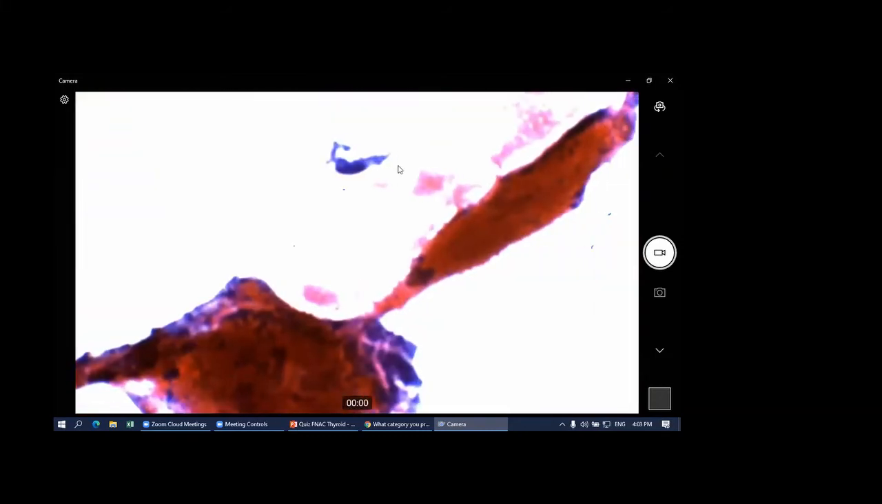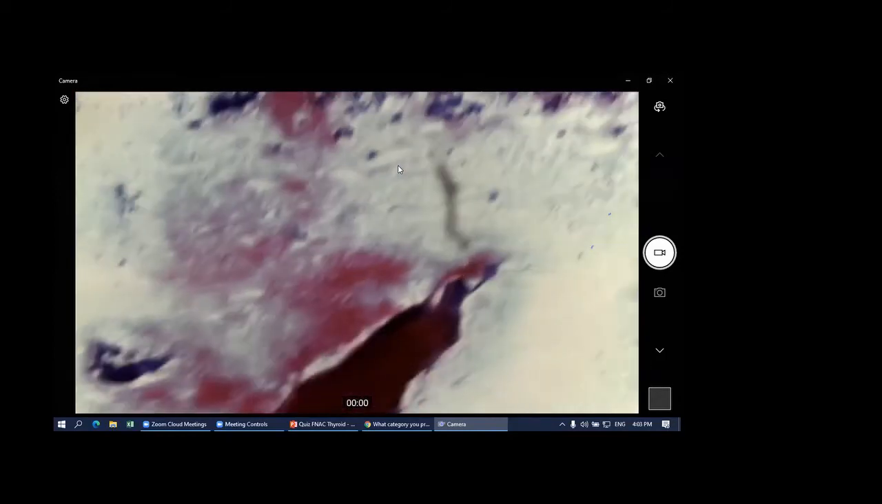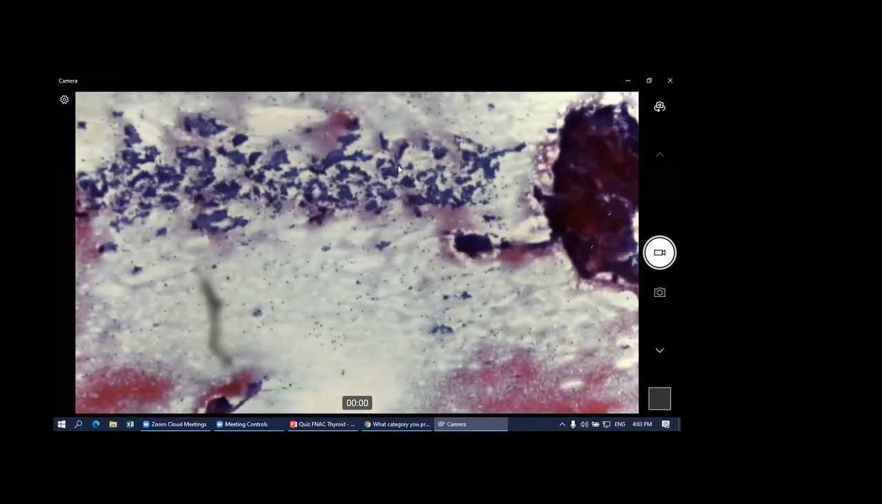Oh, okay. Before that, let's go to this case. This is interesting. This is a 46-year-old male with thyroid nodule. From the first look, you can see there's not much of colloid there.